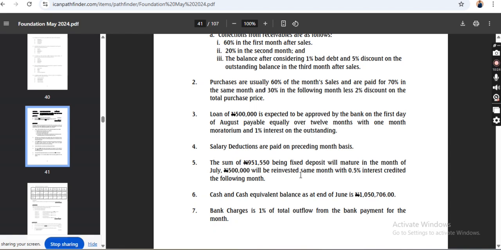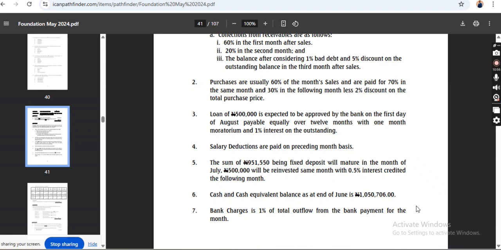August. Right? Out of the 951, you say we matured in the month of July, then you took 500 and reinvested it. When you reinvest it, they will pay you interest, and you will receive this interest the following month. What is the following month of July? That is August. We'll get there.